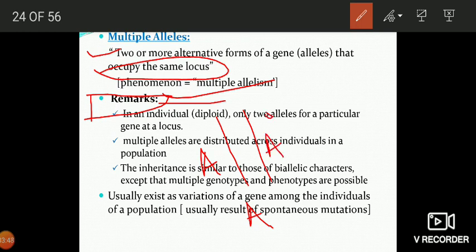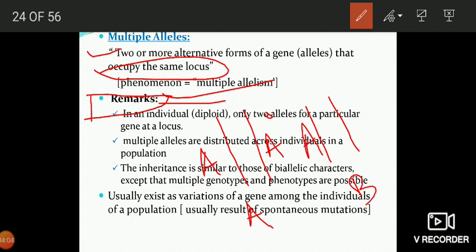Okay, when we talk of multiple alleles, the multiple alleles are distributed across individuals in a population. Okay, हम दूसरे इंडिविजुअल की बात करेंगे. उस इंडिविजुअल में, इंडिविजुअल B में A नॉट है.